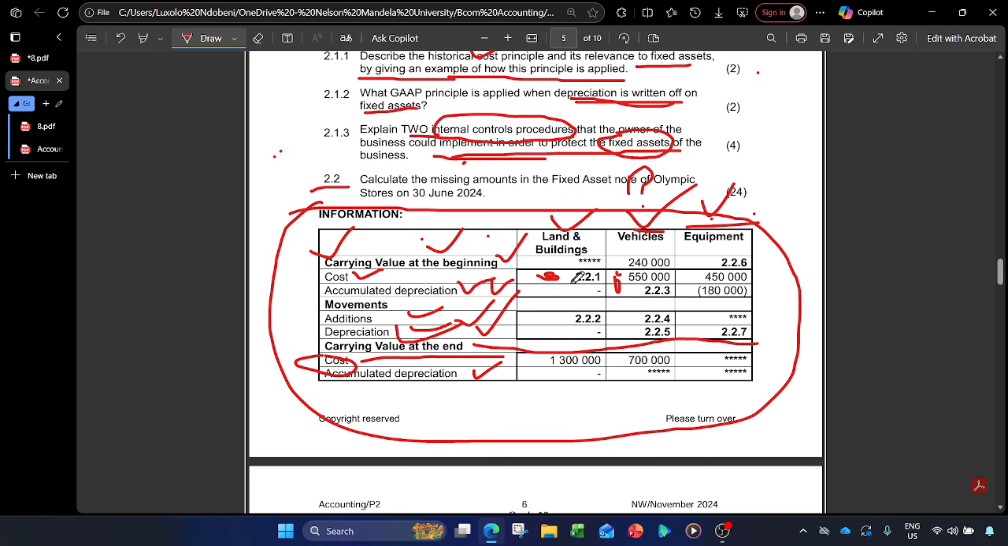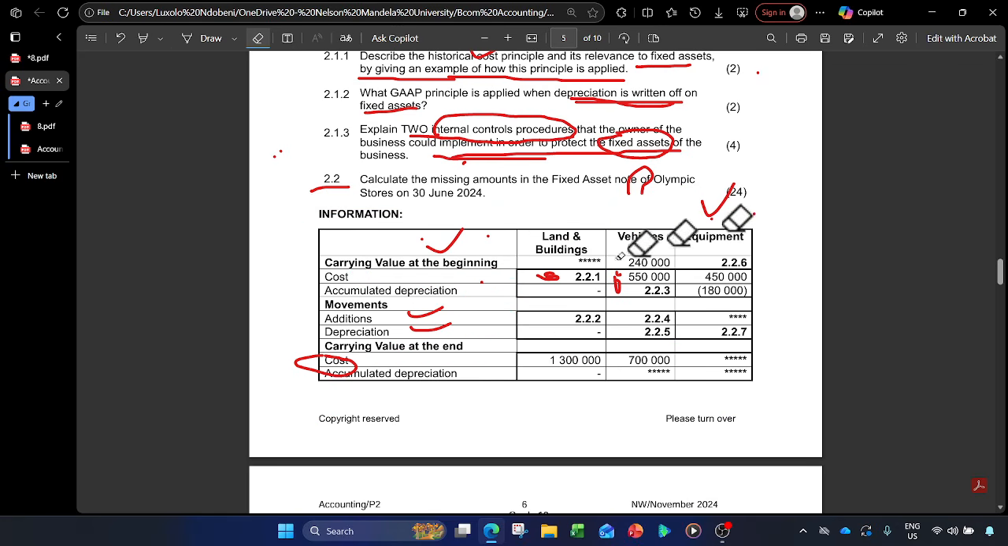So 2.2.1, remember, land doesn't depreciate. Land and building 2.2.1, they're saying that we must calculate the cost at the beginning. As you can see, guys, 2.2.1 is the cost at the beginning. So let me erase everything because I think it is too much now.